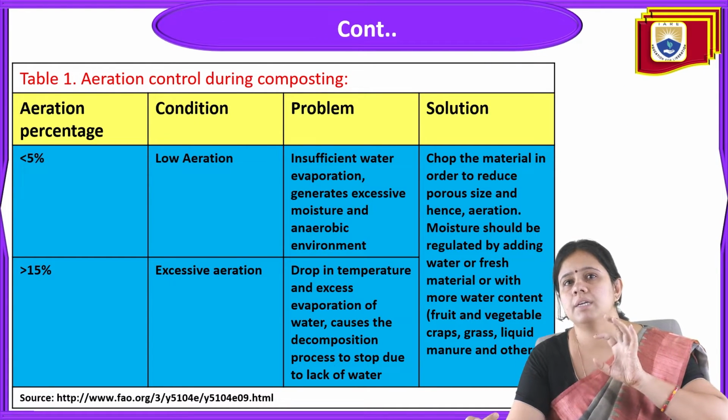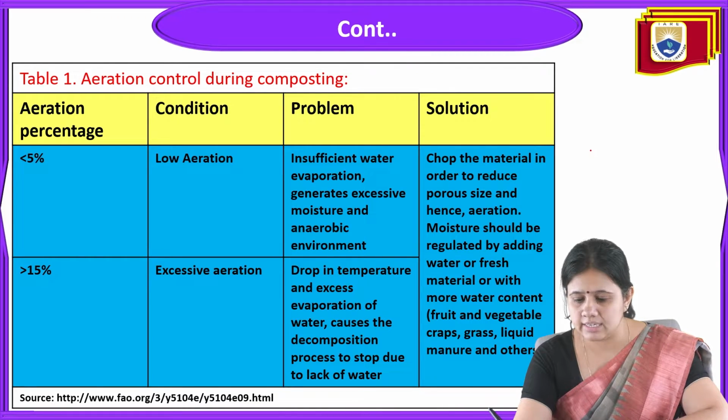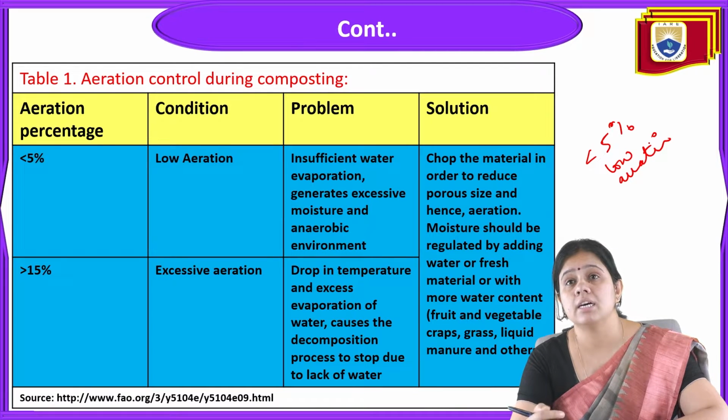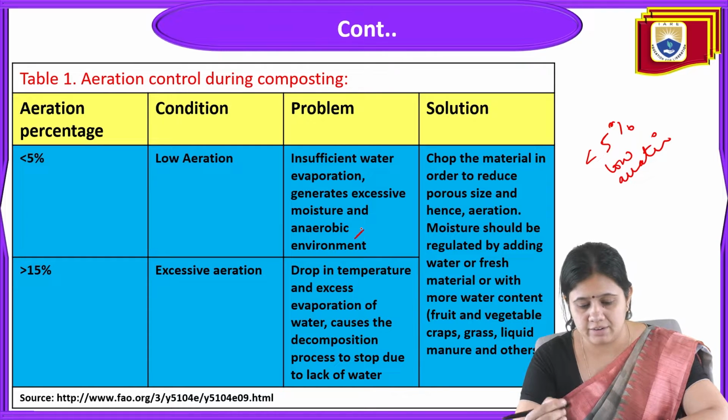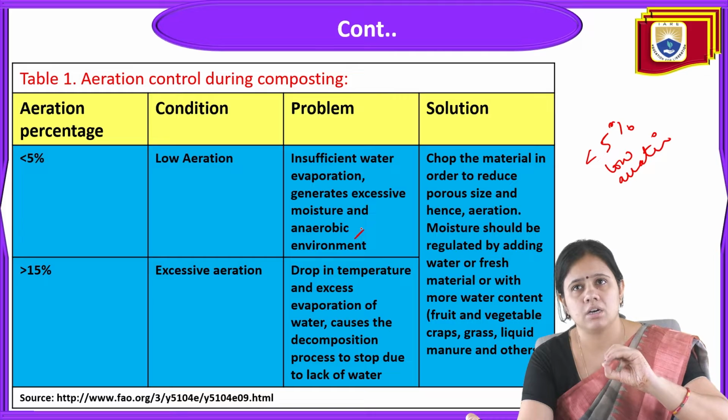First, a discussion about the aeration percentage. If the aeration is less than 5%, what will happen? This condition is called low aeration. In this condition, insufficient water evaporation occurs, and that generates excessive moisture and an anaerobic environment. Less than 5% means there is a loss of oxygen, which is why this condition is not good for aeration.